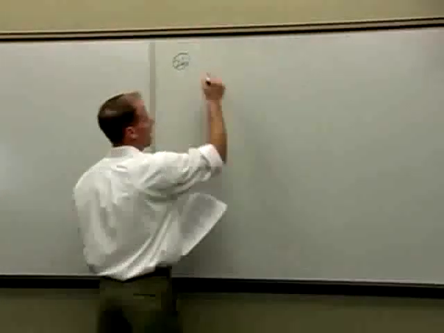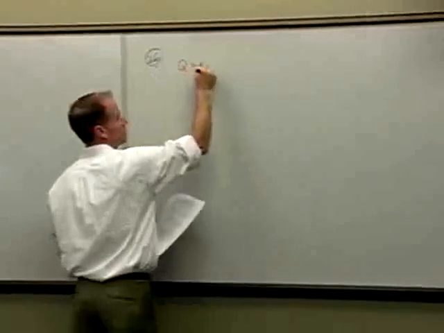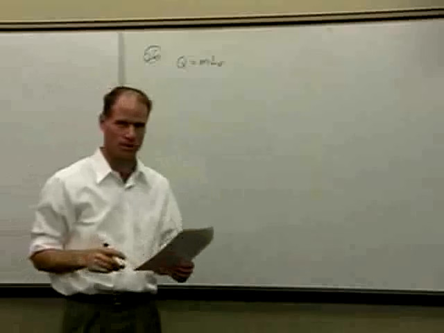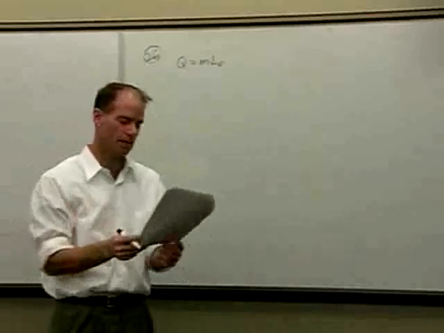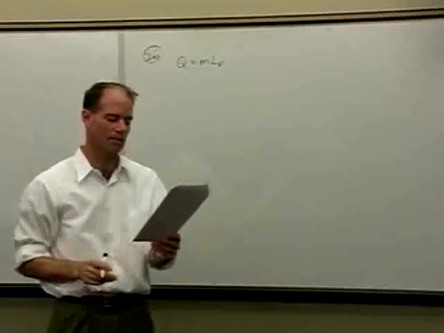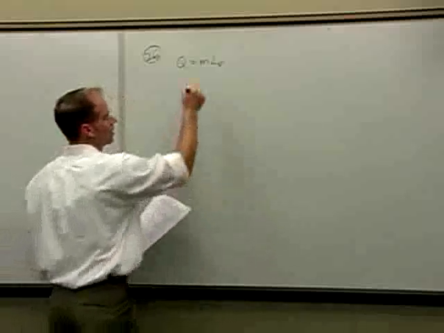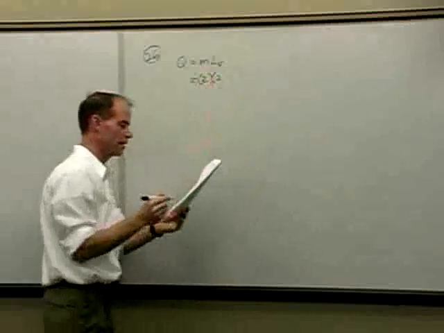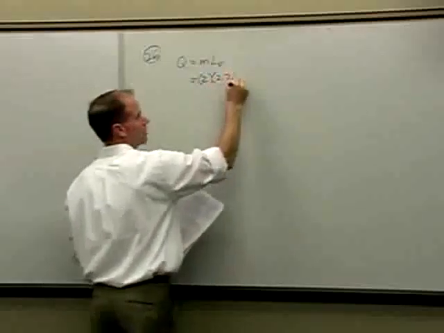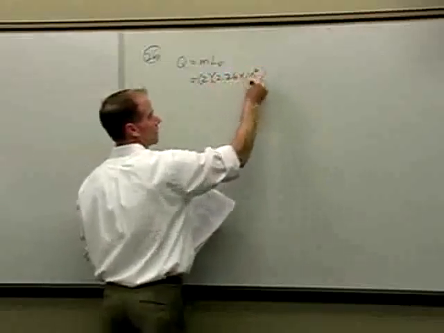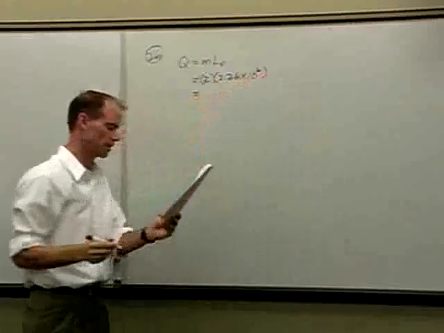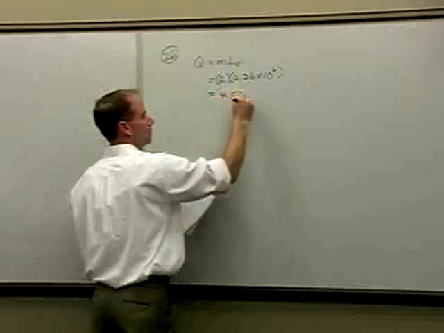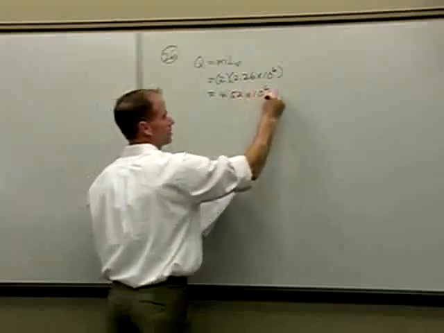So let's figure out the heat added for this phase change, the phase change from water to vapor, from the water to the steam. And that'll be the mass times the latent heat of vaporization for water. We have 2 kilograms, and we're told that this latent heat of vaporization is 2.26 times 10 to the 6 joules per kilogram. So this will be 4.52 times 10 to the 6 joules.